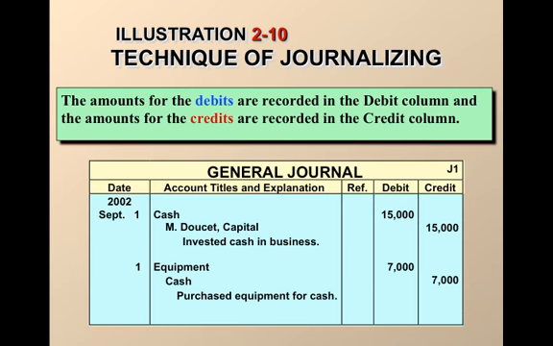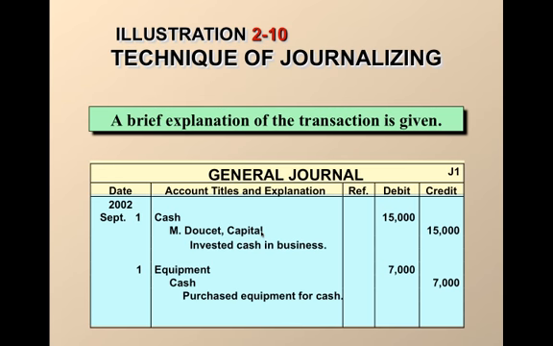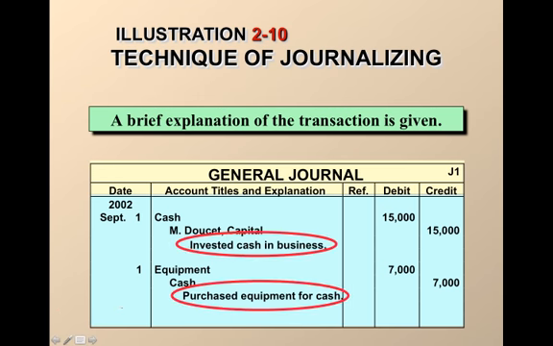The amounts for the debits are recorded in the debit column, and the credits are recorded in the credit column. Okay, so we can clearly see that in the first transaction, the owner invested cash. Cash is going up because you're debiting it, and when you debit an asset, it goes up. And you can see the credit of $15,000 here is going on the credit side, and that therefore this account is going up because owner's equity accounts go up on the credit side. Then finally, you put an explanation.